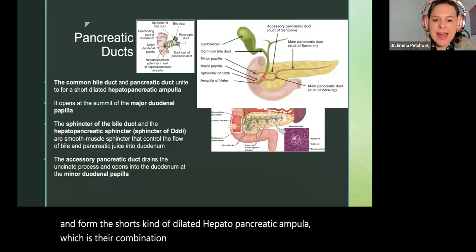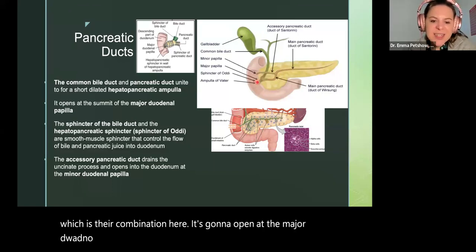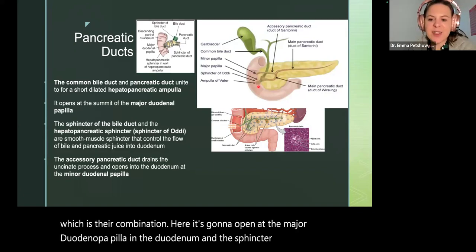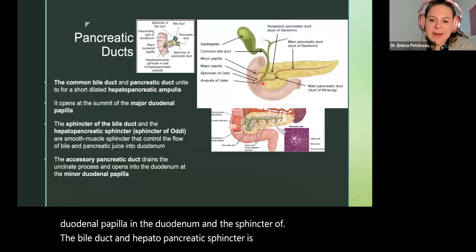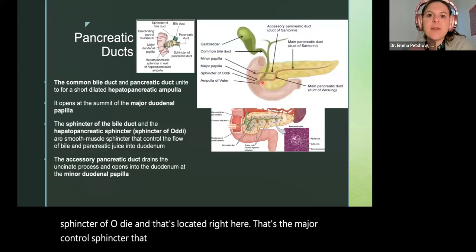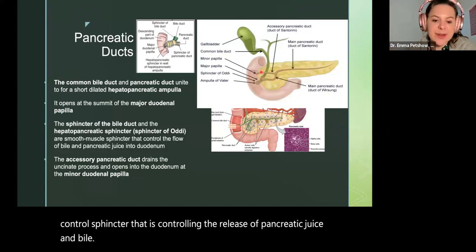It's going to open at the major duodenal papilla in the duodenum, and the sphincter of the bile duct and hepatopancreatic sphincter is called the sphincter of Oddi, and that's located right here. That's the major control sphincter that is controlling the release of pancreatic juice and bile. And this is controlled hormonally, which we will look at.